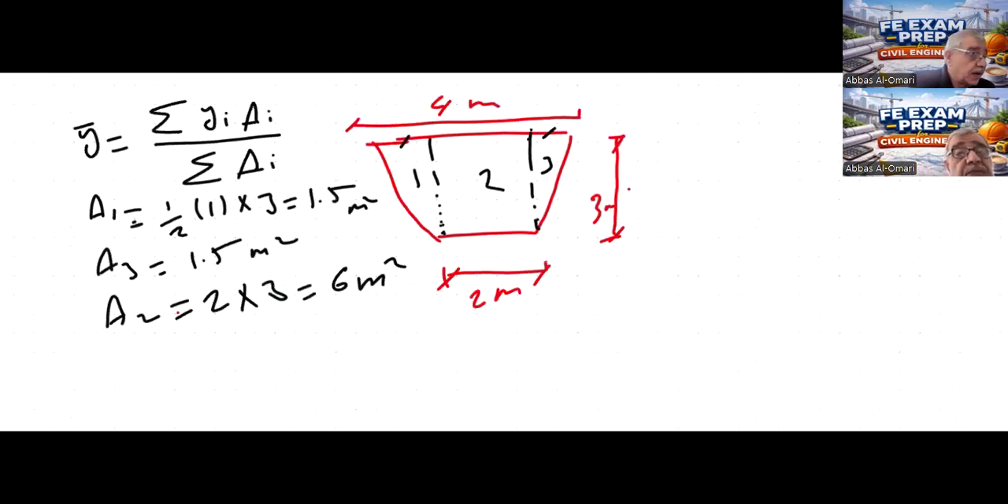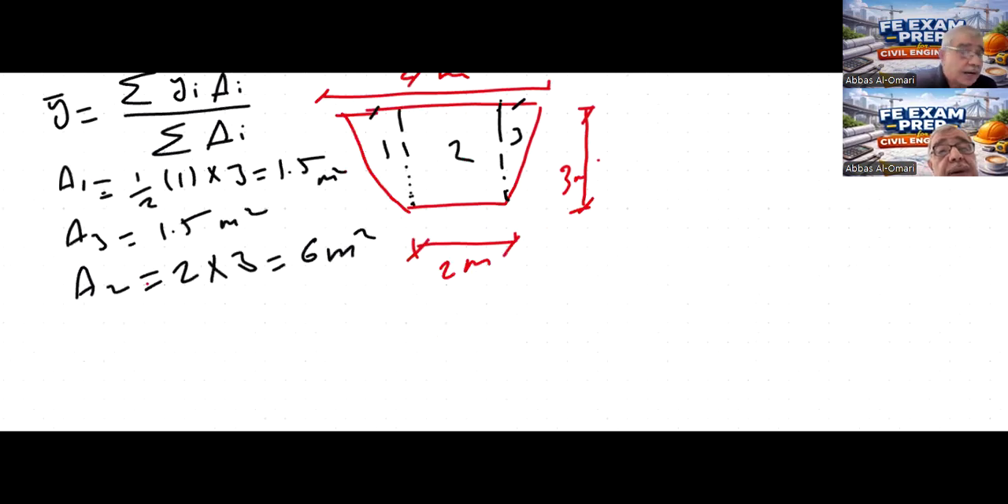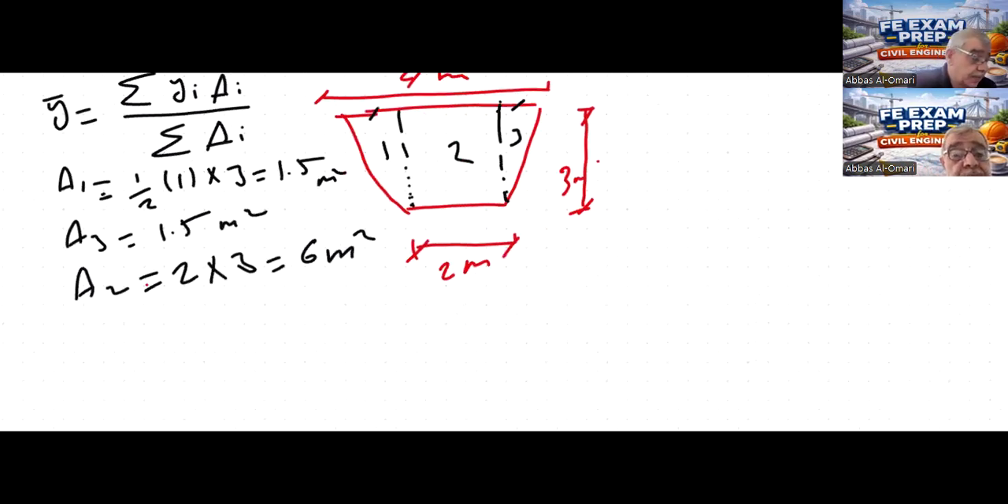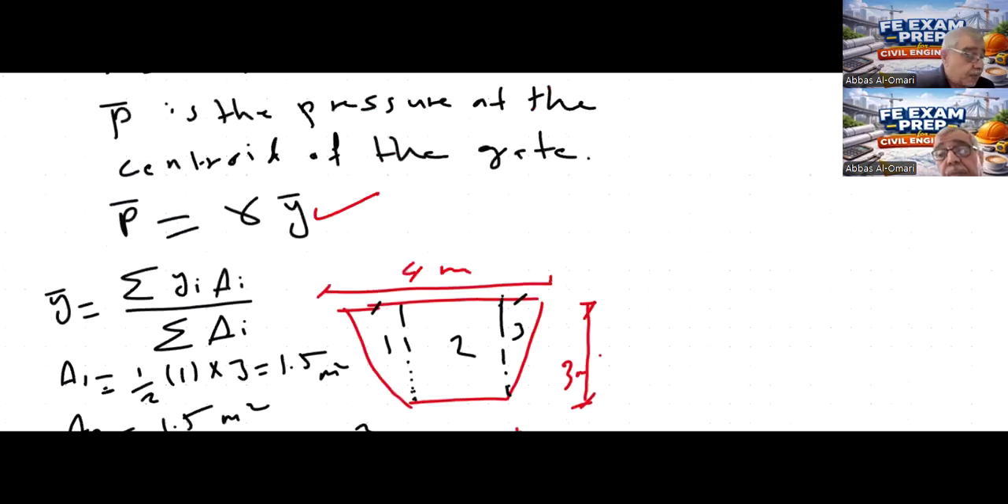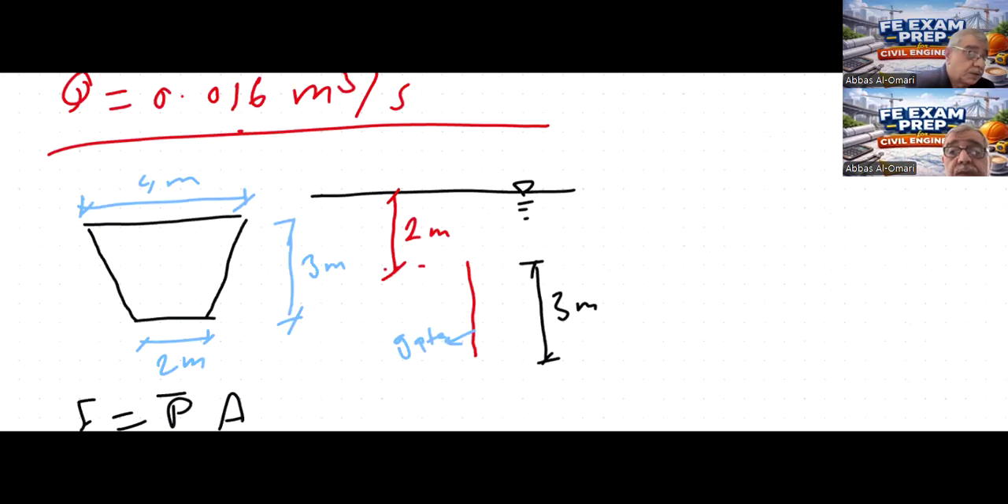Now we want to find sigma yi bar ai. And we take the y from the water surface. The reference is the water surface. So here the y starts from the water surface. So this is the y.